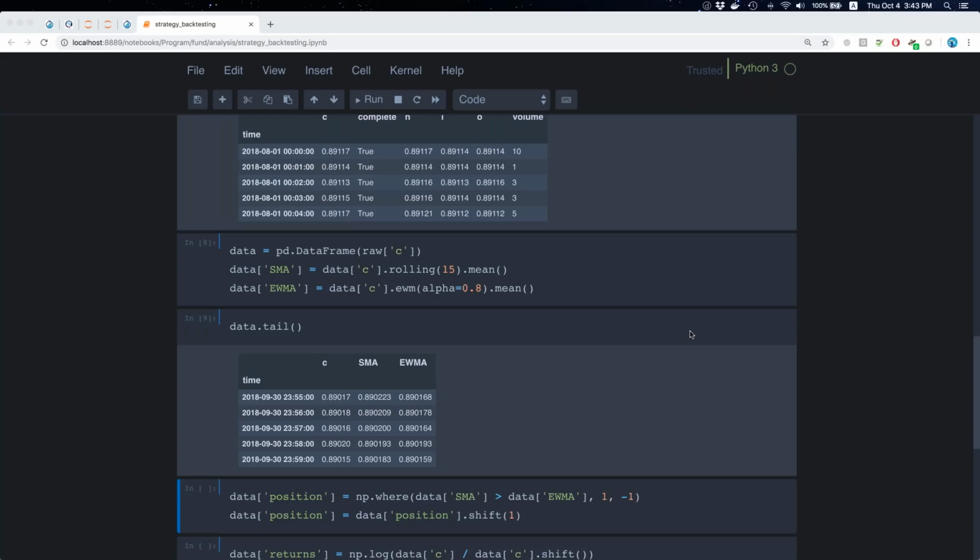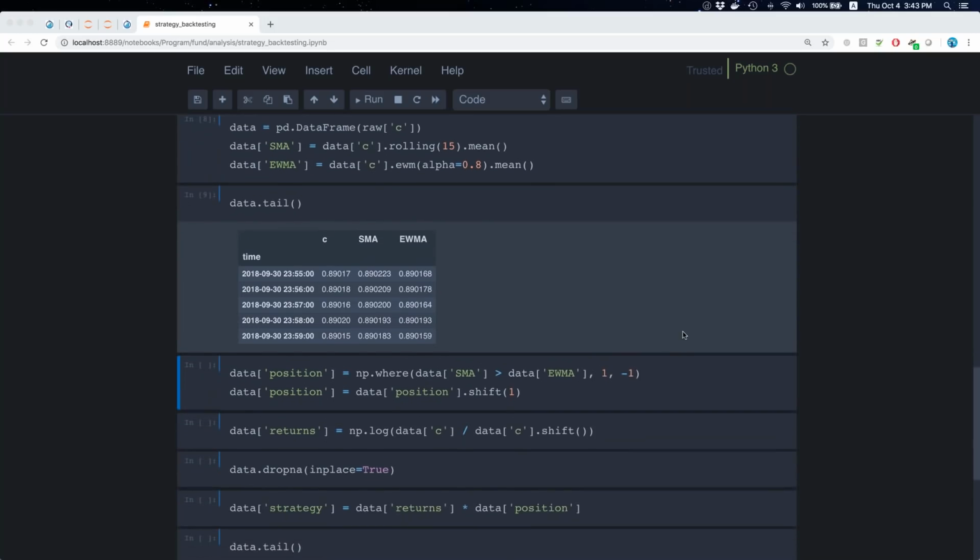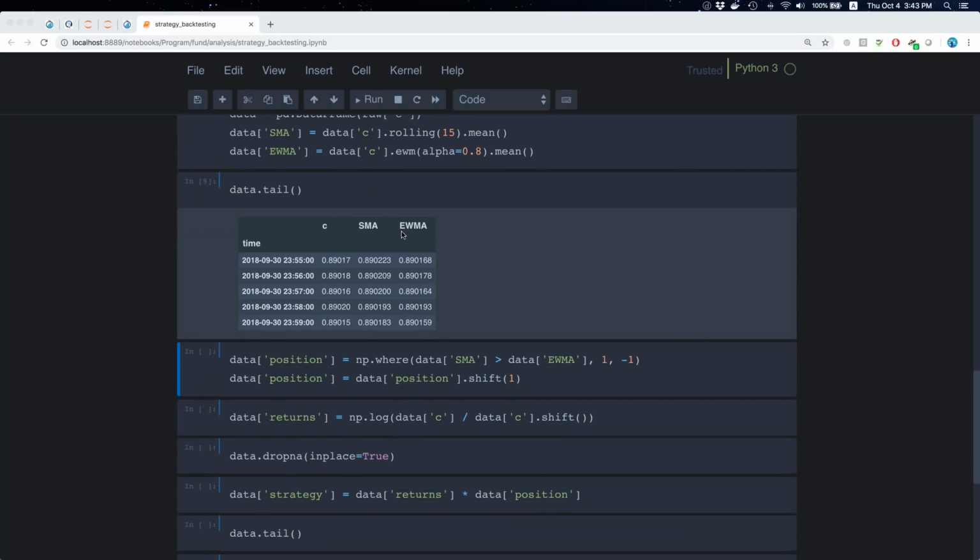This is traditional trading based on financial indicators, or studies as they are sometimes called. We have a simple moving average and the EWMA, and we can use these two to come up with our strategy, where we say whenever the SMA is greater than the EWMA, we would like to be long, otherwise short. And I move this by 1 day in order to not fall into a foresight trap.